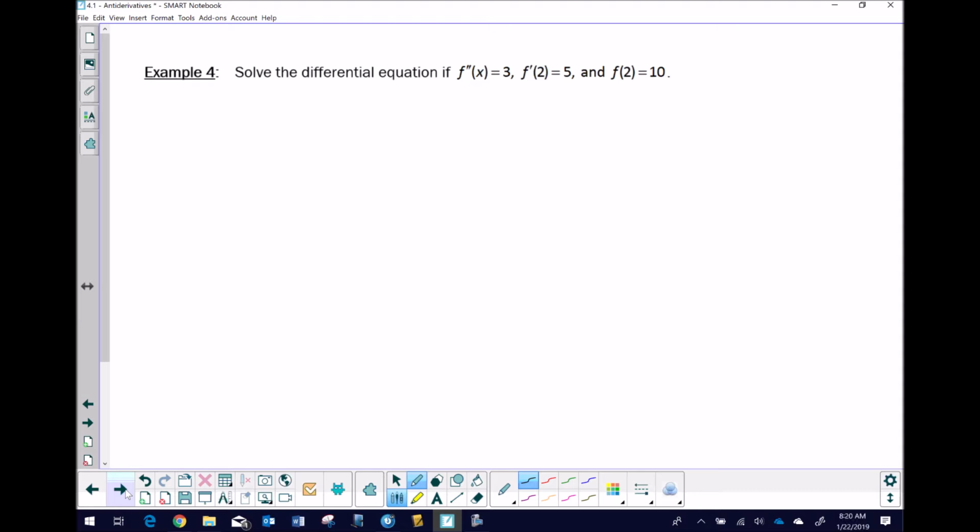So as I said before, I wanted to move straight to example 4, where the directions say to solve the differential equation, knowing that f double prime of x is 3, f prime of 2 is 5, and f of 2 is 10.